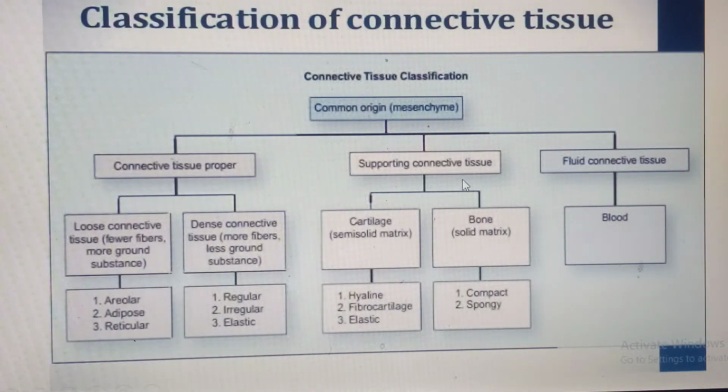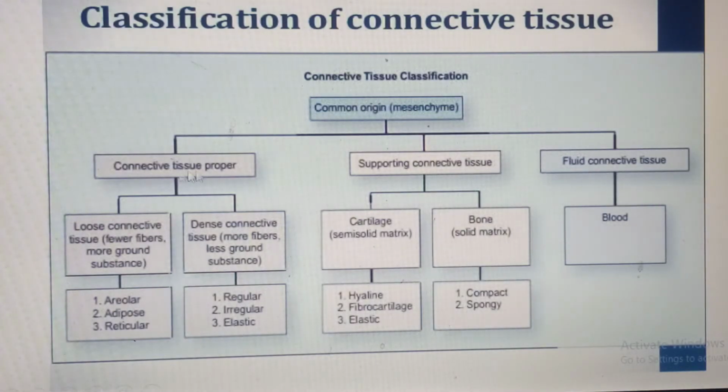Then if it is the supporting type, we can see those with a semi-solid matrix, being the cartilage, and those with a solid ground substance, being of course the bone. If it's bone, it could be compact bone or spongy bone. You will see that later. And if it is cartilage, you're going to have hyaline, elastic, and of course fibrocartilage also being present.